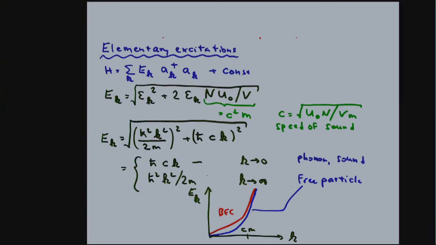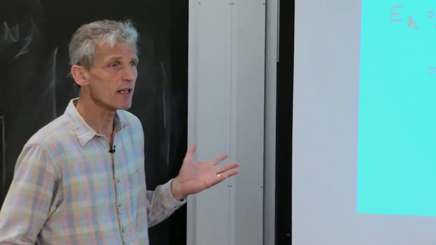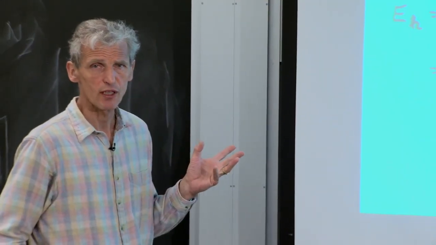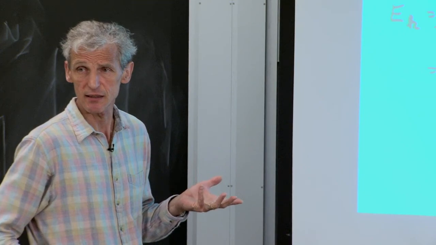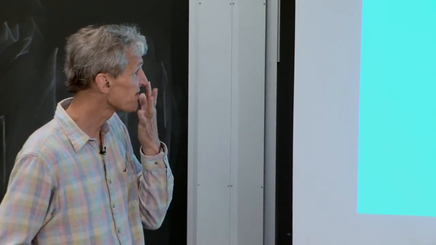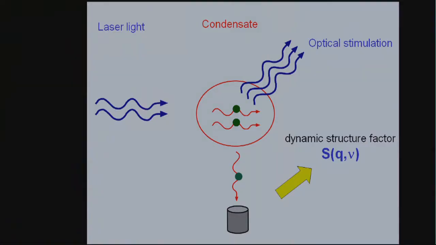Okay, I mentioned this dispersion relation. These are sort of quasi-particles, and I at least showed you how you can measure the slope of the quasi-particle dispersion relation by propagating sound waves. But let me now tell you how we can observe quasi-particles, elementary excitations directly. And this is actually simply done by light scattering.